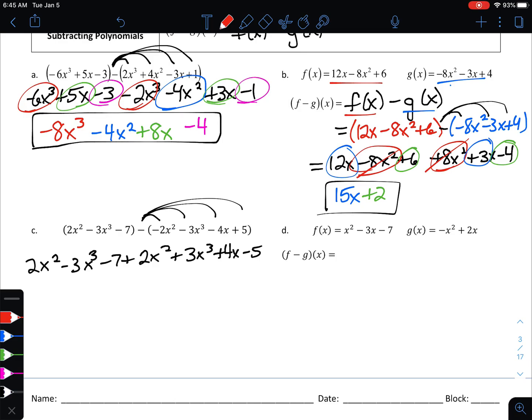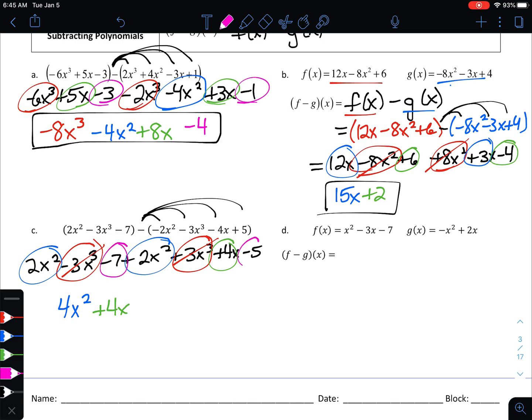All right. So let's go ahead and combine our like terms. So our x to the thirds, kind of like on example B, actually add to be 0, so those are going to cancel. Next, for x squareds, those are not going to cancel. 2 plus 2 is, in fact, 4x squared. Then for x, we just have 4x, so we'll go ahead and copy that down. And finally, for our constants, negative 7 minus 5 is negative 12.